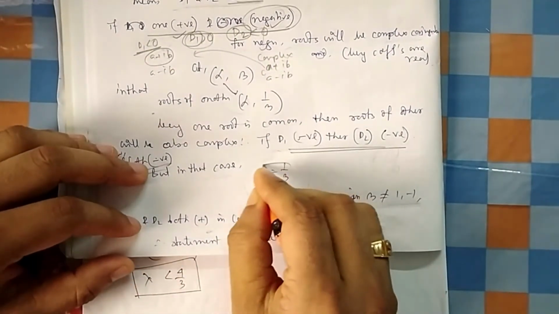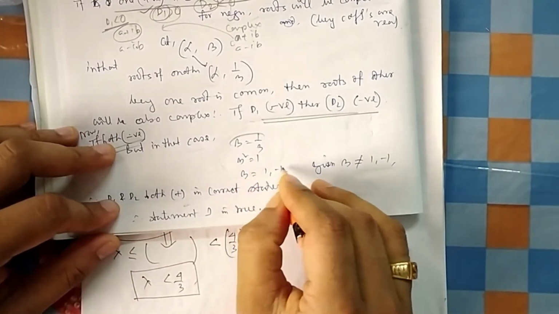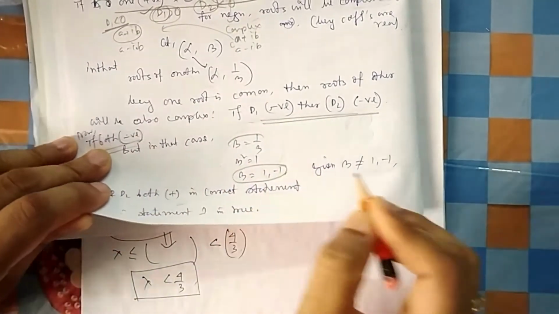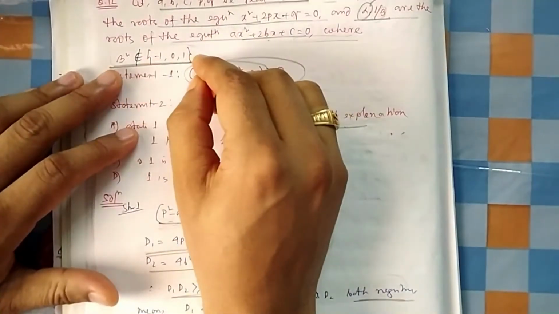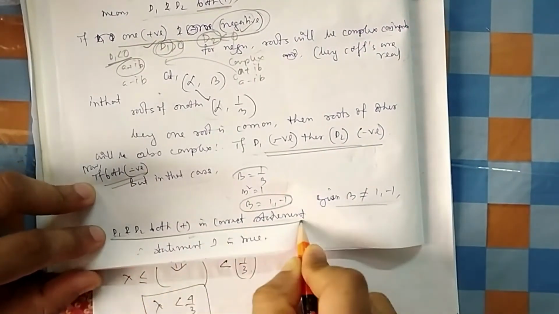If both the roots are the same, then for the second roots, one was beta and one was 1 by beta, so these two should be equal. So beta should be equal to 1 by beta, which means beta should be plus 1 or minus 1. But they have given that beta is not equal to this. So both negative cannot be. So both can be positive.